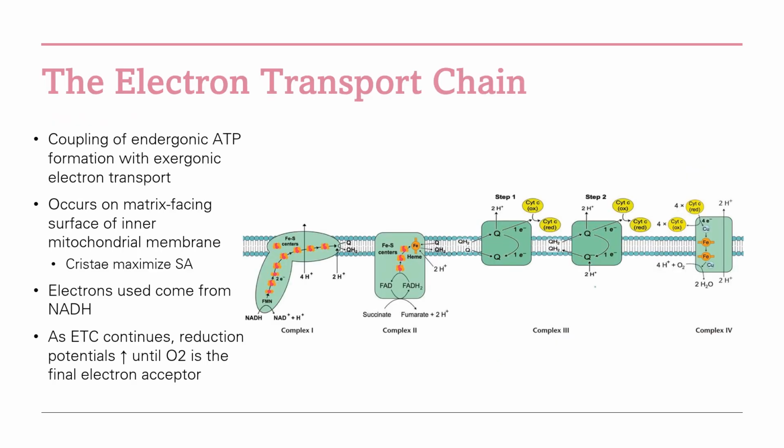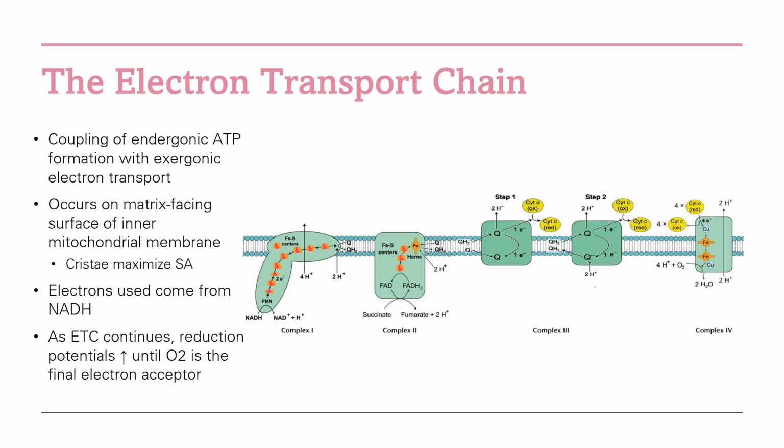Lastly, we're going to look at the electron transport chain, which is the final step of aerobic respiration, where it takes all of the electrons it's harvested from different sources and converts it into usable energy for the body. The goal of the electron transport chain is to couple the exergonic electron transport process with the endergonic process of synthesizing ATP. While the citric acid cycle occurs in the mitochondrial matrix, the electron transport chain occurs on the matrix-facing surface of the inner mitochondrial membrane.